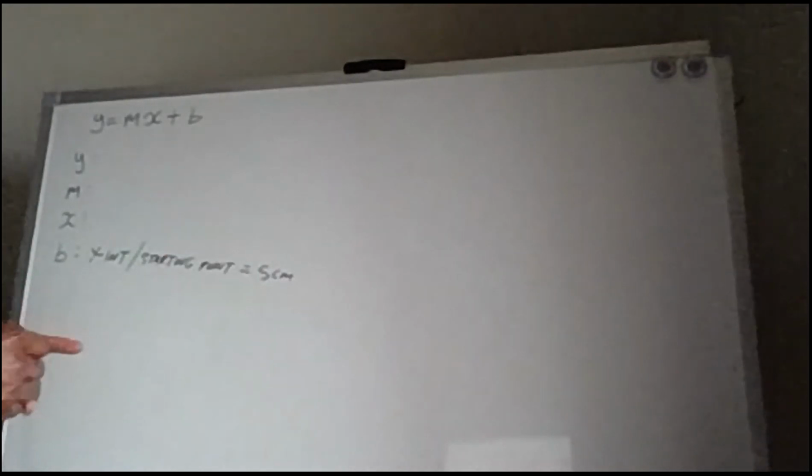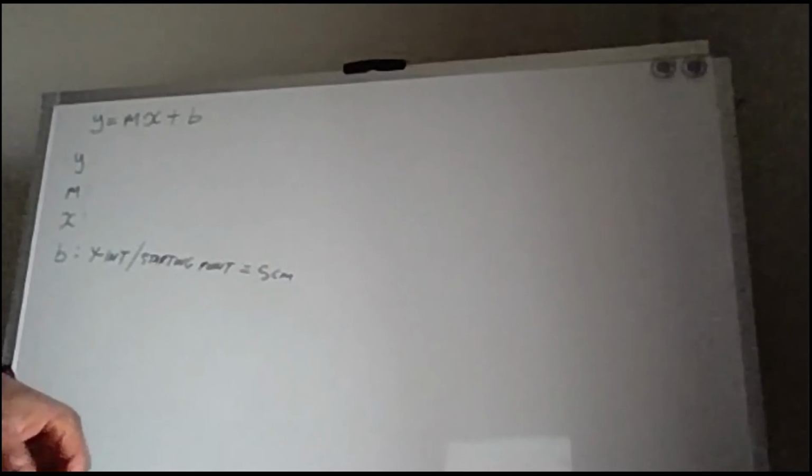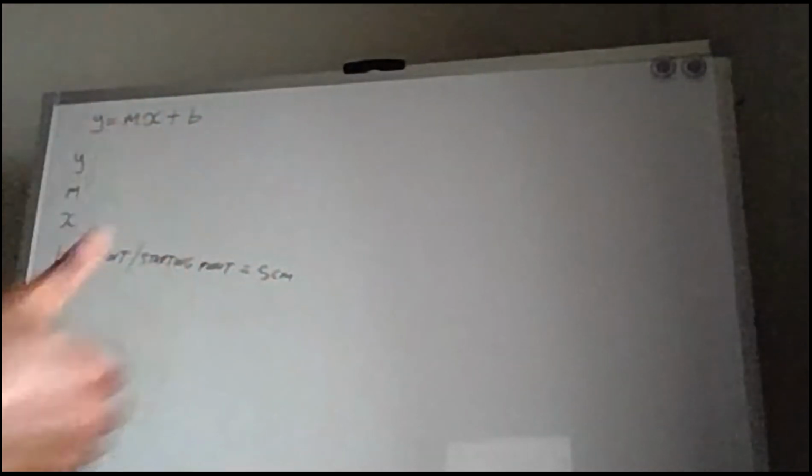All right, let's keep reading. It says that the plant grows 1.5 centimeters per day. So what is that? Every day the plant is growing 1.5 centimeters taller. That is the rate of change, also known as our slope, which is m.